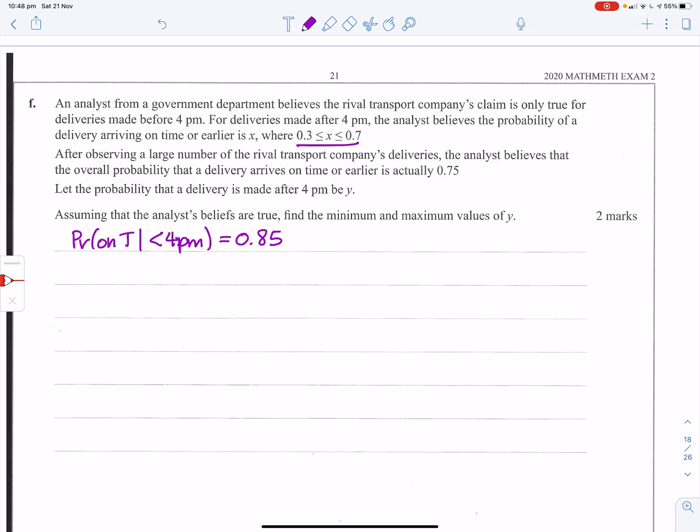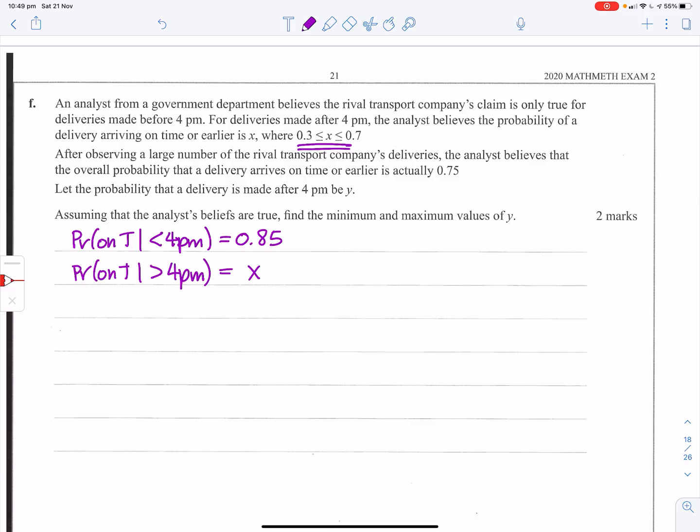For deliveries made after 4 p.m, the analyst believes the probability of delivery arriving on time is x. So the probability of on time, given that it's after 4 p.m, is equal to x. And we know x is between those values. That must be significant later.